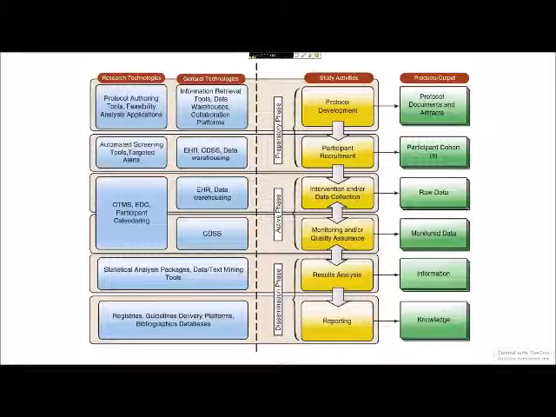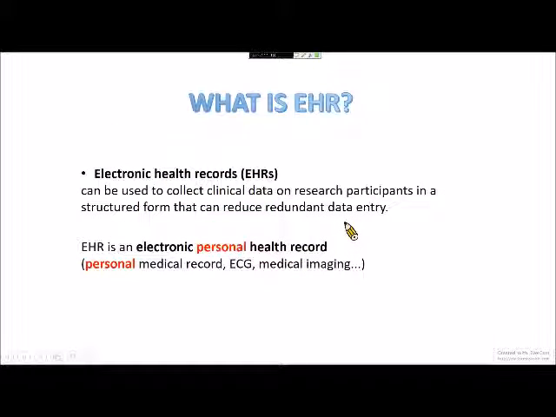Today, I want to introduce the systems that clinical research is applied to: EHR, CDSS, CTMS, and CRMS. What is EHR? EHR is the electronic health record, and EHR can be used to collect clinical data on research participants in a structured form that can reduce data entry.